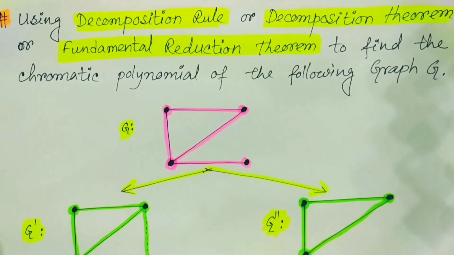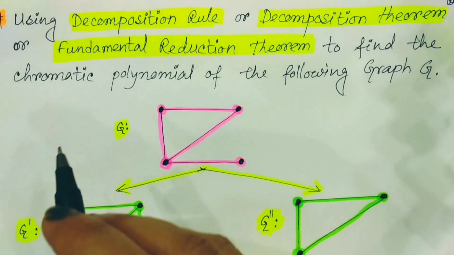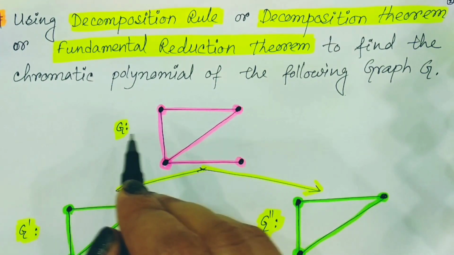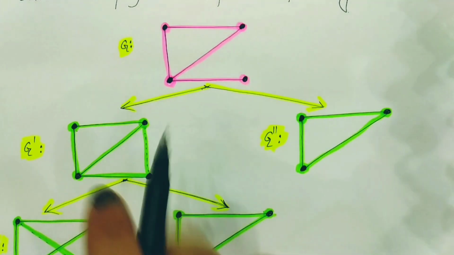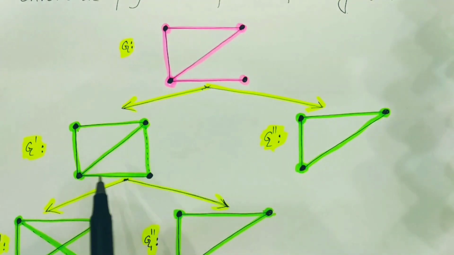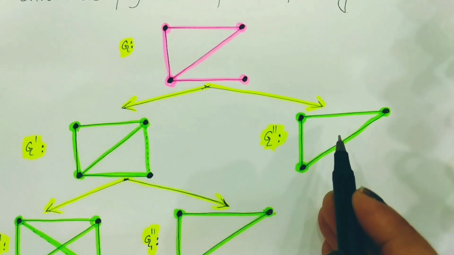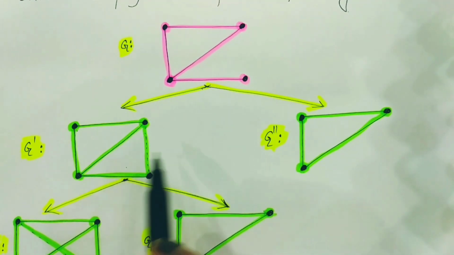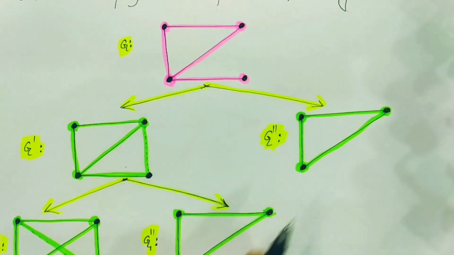Now after decomposition, how do we find the chromatic polynomial? For that, we should follow an example. Using the decomposition rule, or decomposition theorem, to find the chromatic polynomial of the following graph, we have the following steps. Initially this is the given graph, and it should be decomposed into these two parts, G dashed and G double dashed. We know how to decompose these two. According to these two non-adjacent vertices, after adding or merging these two vertices, we find this one.